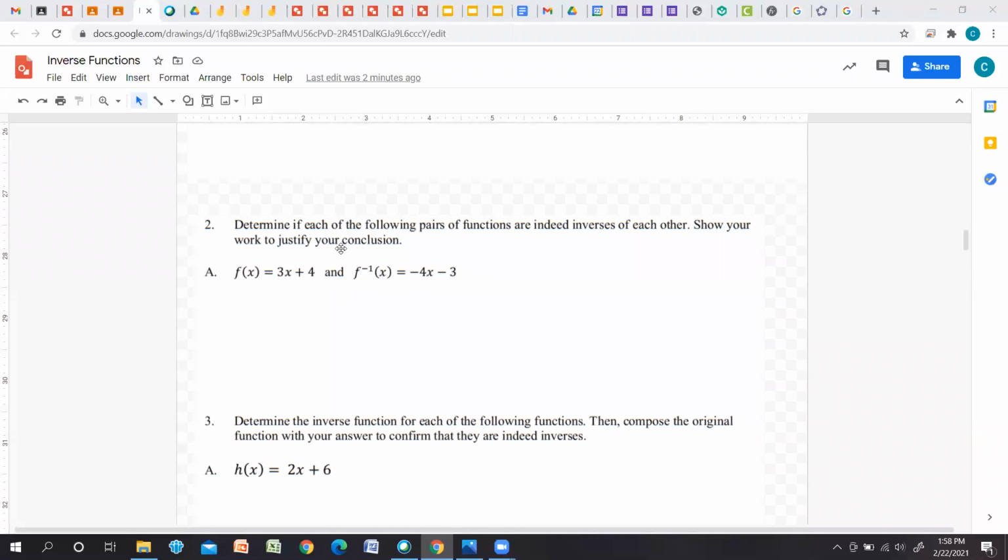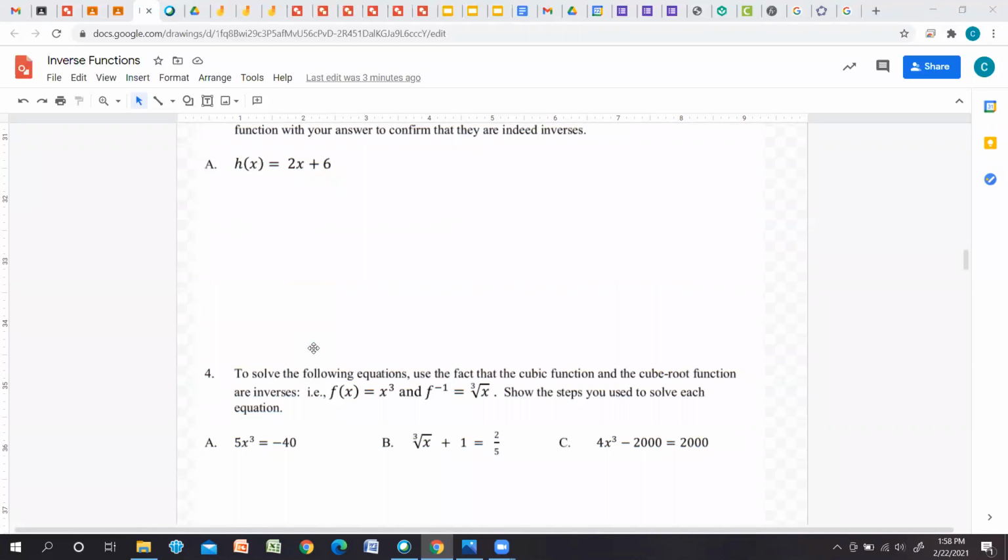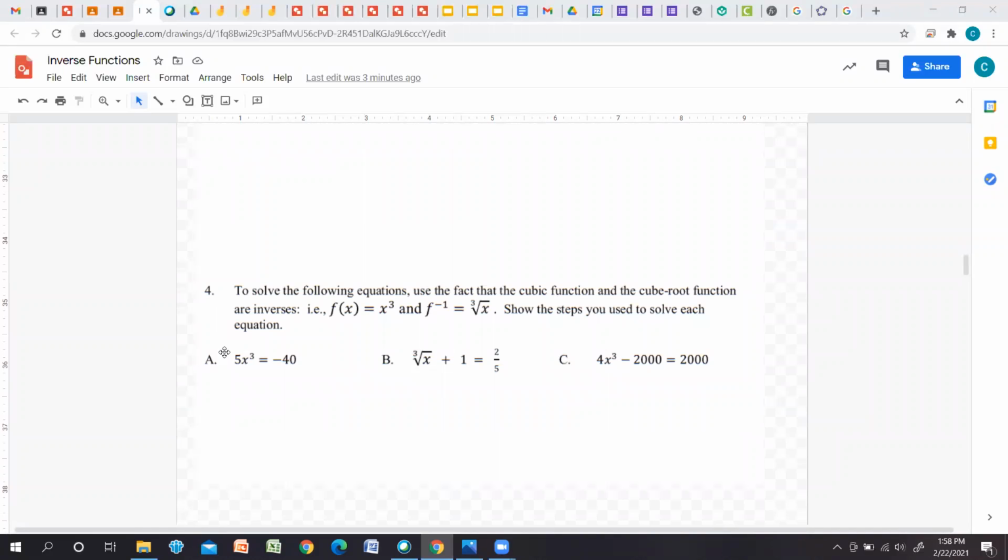Here, you're just checking to see if these are inverses. We'll go over how to do that. Here, you're just finding the inverse. You should also check if it's correct. Here's just some cube root or cube equations. So since they're inverse operations or inverse functions, you would have to apply the other one.